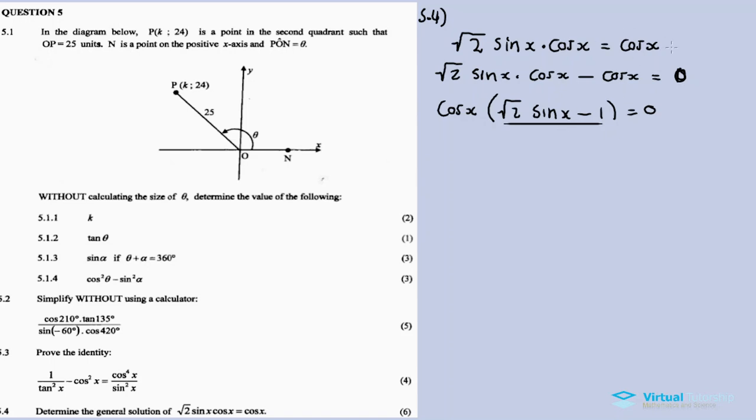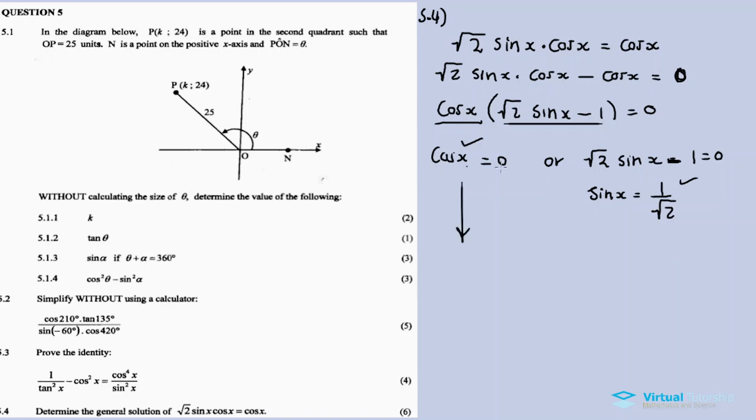Now divide by cos x on both sides, what remains is this, right? But by dividing by cos x you lose this solution, cos x equal to 0. Which solution will you be left with? Only this one. So instead of getting this mark and this mark, you lose them like that. So therefore sine x is equal to 1 over square root 2. Now these are our solutions. Now we want the general solution.